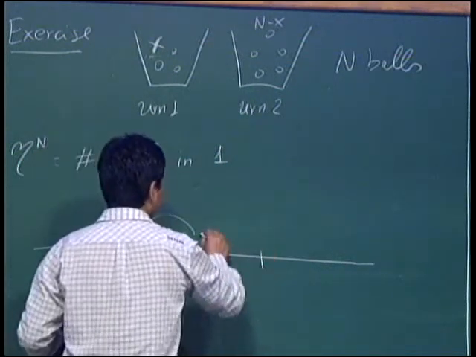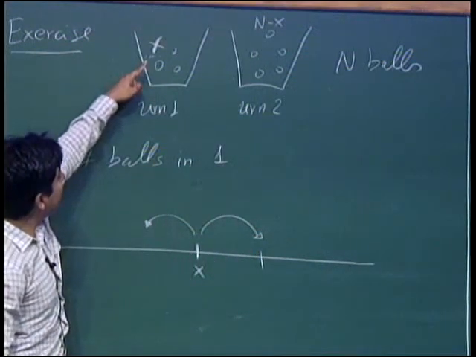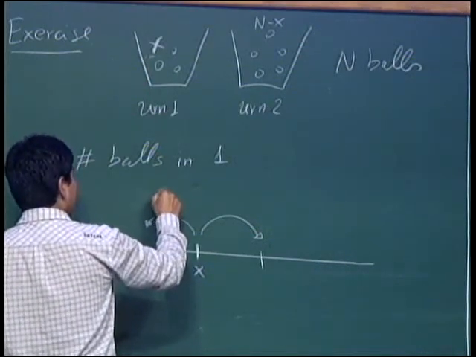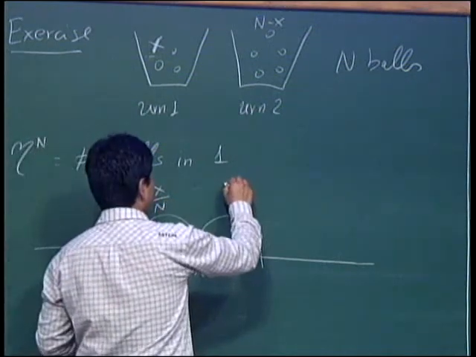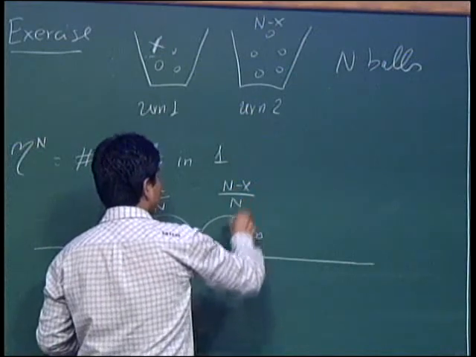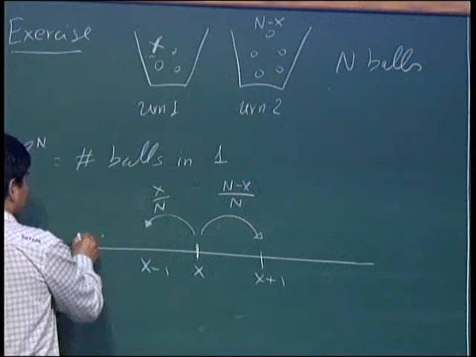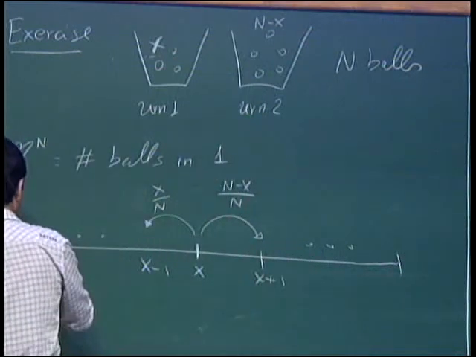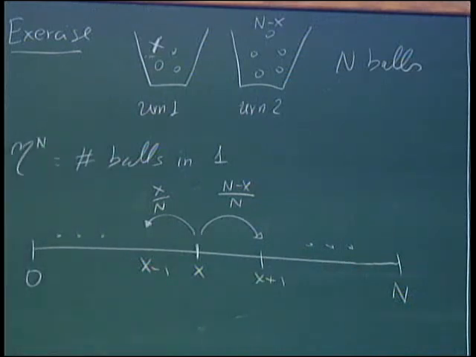the Bertrand process. Okay, we can choose a ball in arm 1 with probability x over n. So this rate, or this probability, will be x over n, and the probability of jumping the other way is (n minus x) over n. The state space of this Markov process is 0 to n. Okay? So this was our example in the first lecture.